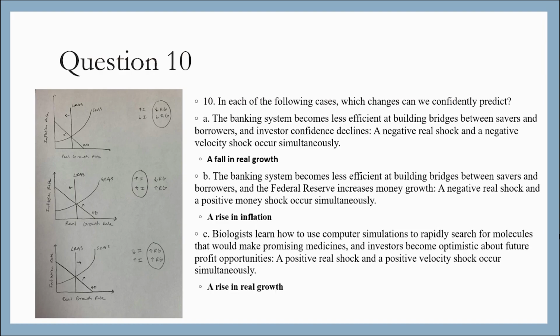In part C, biologists learn how to use computer simulations to rapidly search for molecules that would make promising medicines, and investors become optimistic about future profit opportunities. So there is a positive real shock and a positive velocity shock. So the positive real shock would shift the LRAS to the right, decreasing inflation and increasing real growth. However, the positive velocity shock would shift the aggregate demand up and to the right, therefore increasing inflation and decreasing real growth. So together there would be a definite rise in real growth.